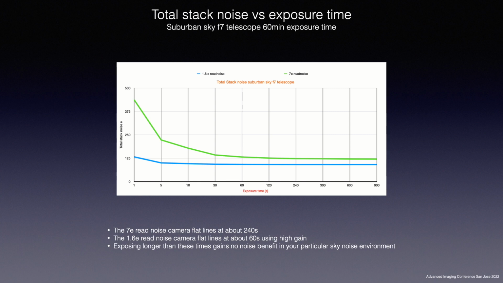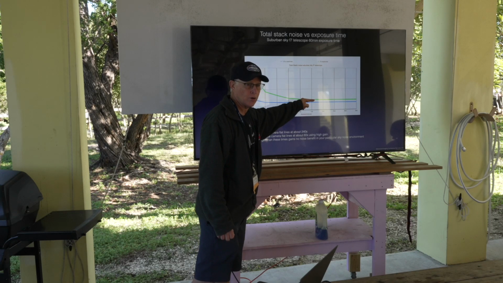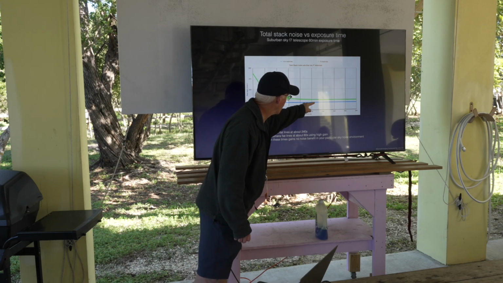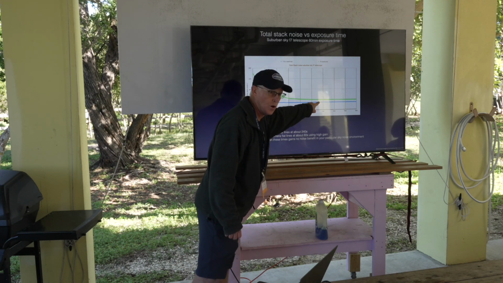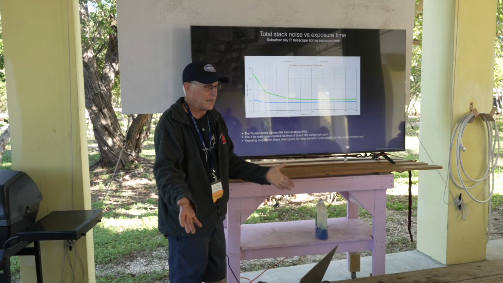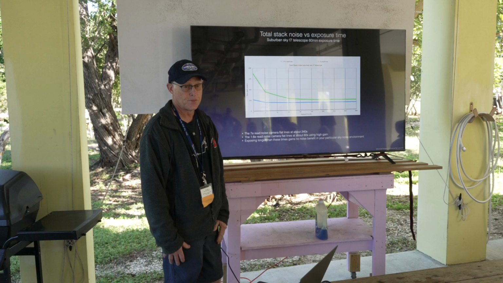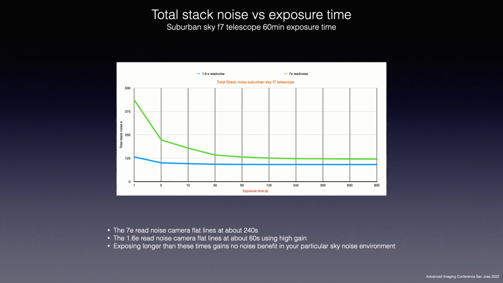Well, what this graph shows you, this is the higher read noise camera. There is a place where the total stack noise, compared to your exposure time in seconds, flatlines out. The place where it flatlines is about right here. What this tells you is if you shoot longer than 240 seconds with this camera, you're not doing yourself any favors. It's not going to make your image any better at all. You can surely go for 10 minutes, but it's not going to help you. So why would I want to guide for 10 minutes when I can do it for 4 minutes, right?